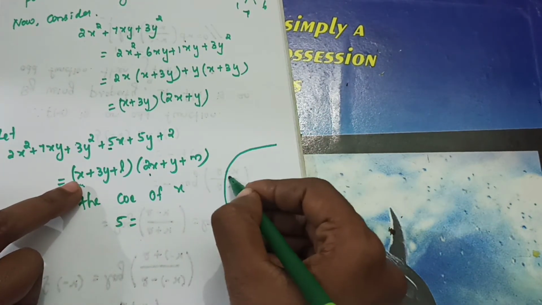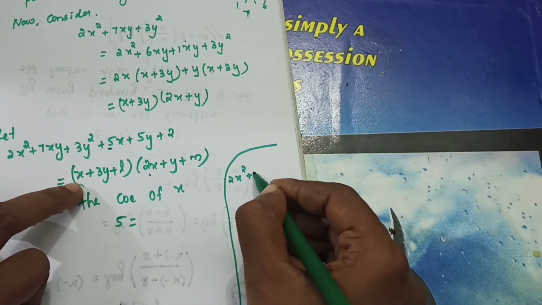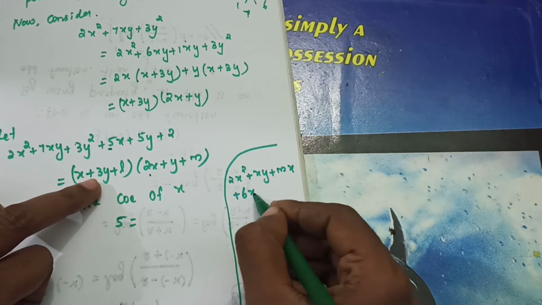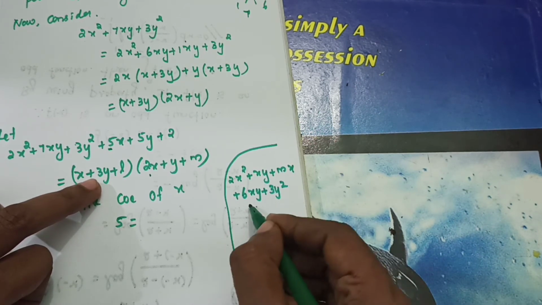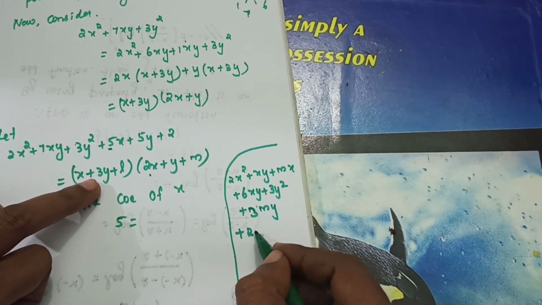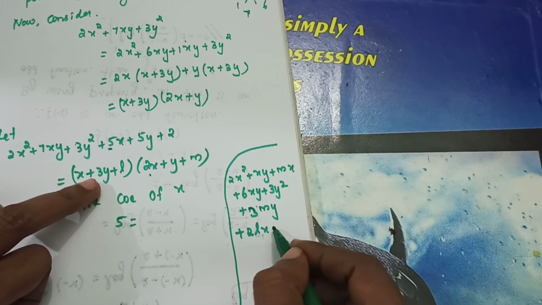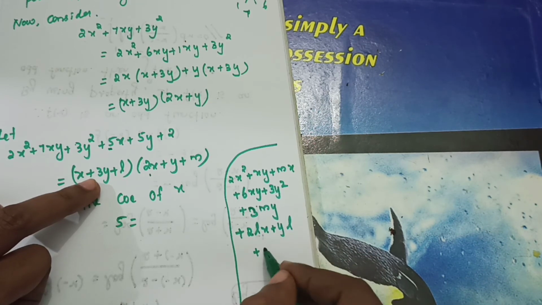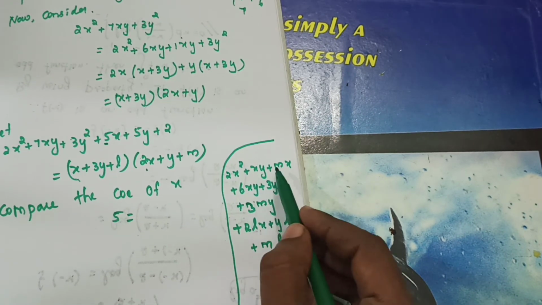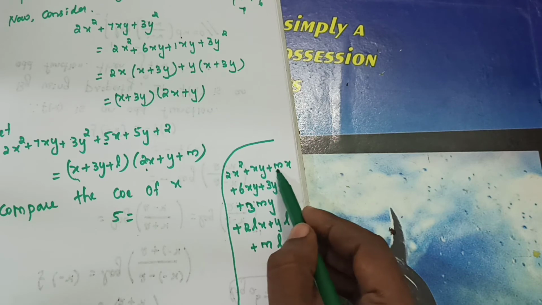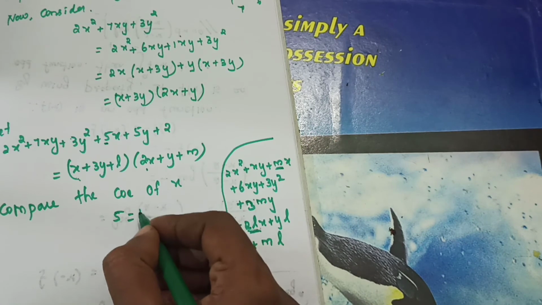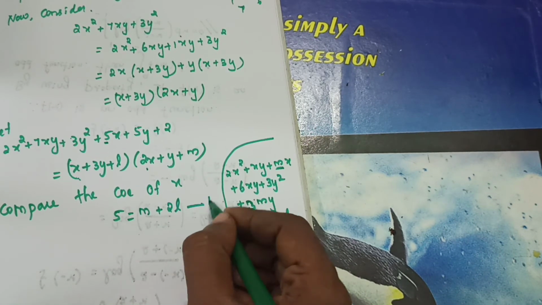So 2x² + xy + mx, the next term 6xy + 3y² + 3my, + 2lx + ly + ml. If you multiply like this, it will be very easy to compare. So what is the coefficient of x here? One m term is there, and here also a term is there. So the coefficient of x is m + 2l. Take it as equation number 1.